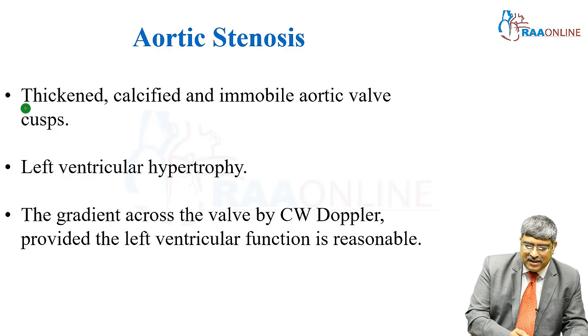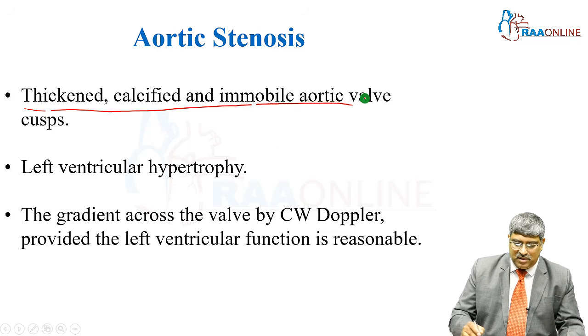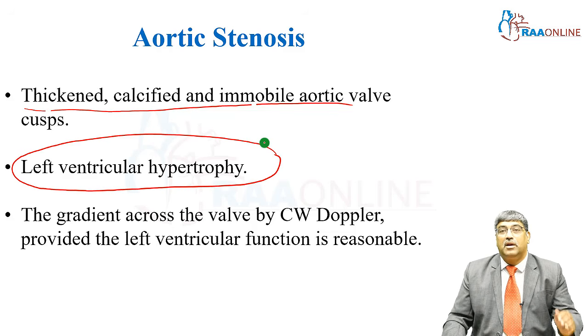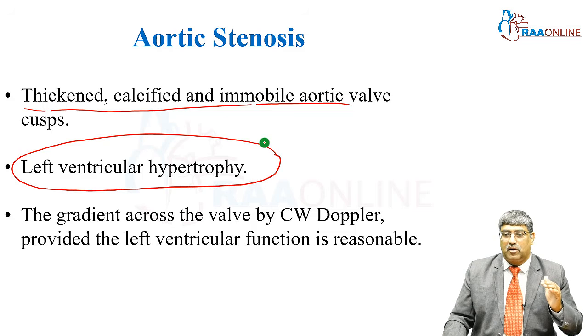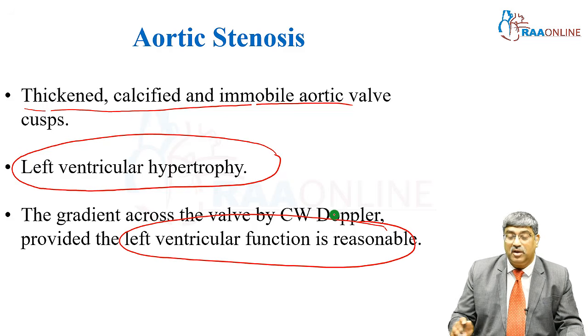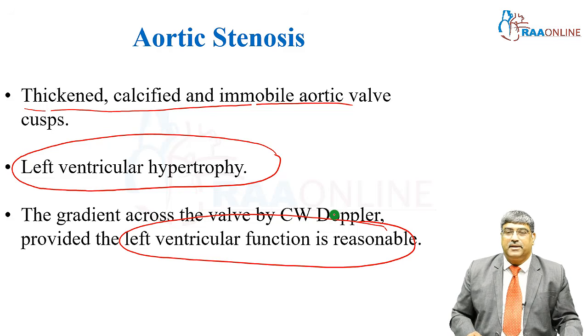you might have thickened, calcified, immobile aortic valve cusps. There is going to be severe left ventricular hypertrophy, and you measure the gradient across the valve provided the left ventricle function is reasonable. If left ventricle is not moving adequately, you might underestimate the gradient.